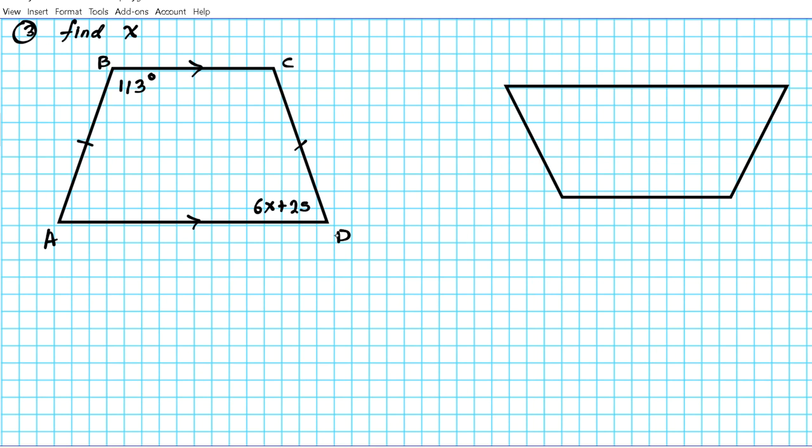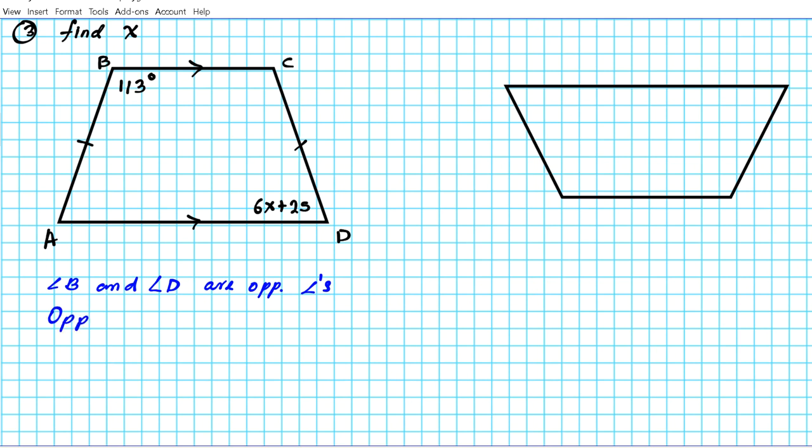Okay, so what do we know concerning these two angles that are given? Ladies and gentlemen, these two angles are opposite angles of the trapezoid. So let's write it down. Angle B and angle D are opposite angles. What do you know about opposite angles of an isosceles trapezoid?